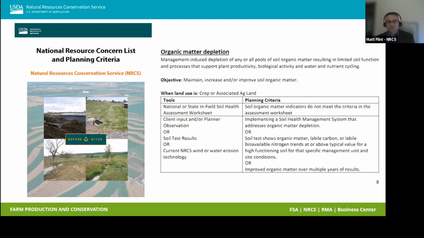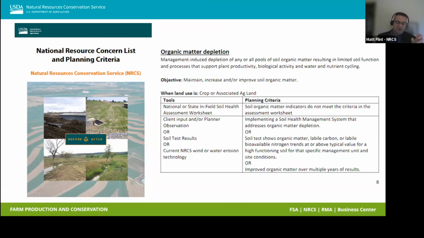It's a management-induced depletion of any or all pools of soil organic matter, resulting in limited soil function and processes that support plant productivity, biological activity, and water and nutrient cycling. The objective through conservation planning or technical assistance is to maintain, increase, or improve soil organic matter.